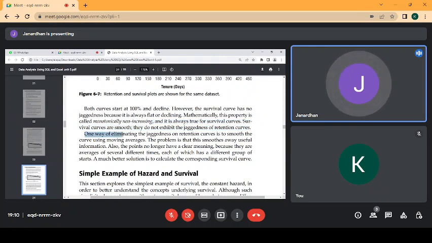One way of eliminating the jaggedness on retention curves is to smooth the curve using moving averages. The problem is that the smoothing throws away useful information. Also, the points no longer have a clear meaning because they are averages of several different times, each of which has a different group of starts. A much better solution is to calculate the corresponding survival curve.